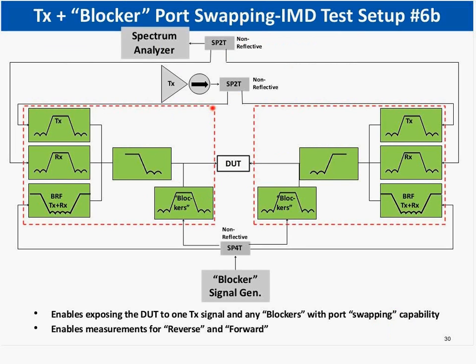benefit. We can do here port swapping. In other words, we can switch the direction of the TX and the blocker. So we can do a TX from here and a blocker from here, or a TX from here and a blocker from here. Some of your devices might not even need that, and some of the devices where we have some directivity might need that. So this is the case where you don't have to literally disconnect and connect again the device under test, by allowing you to do port swapping.